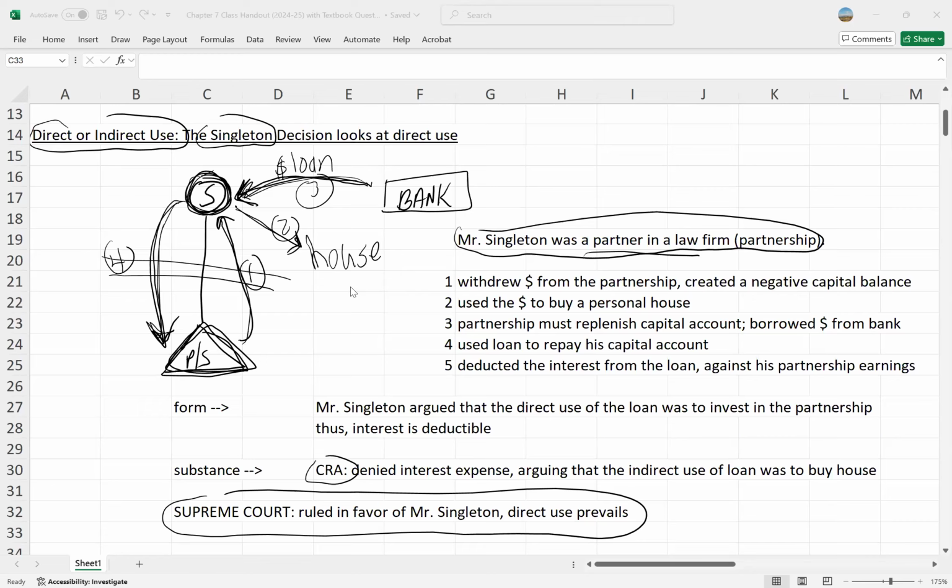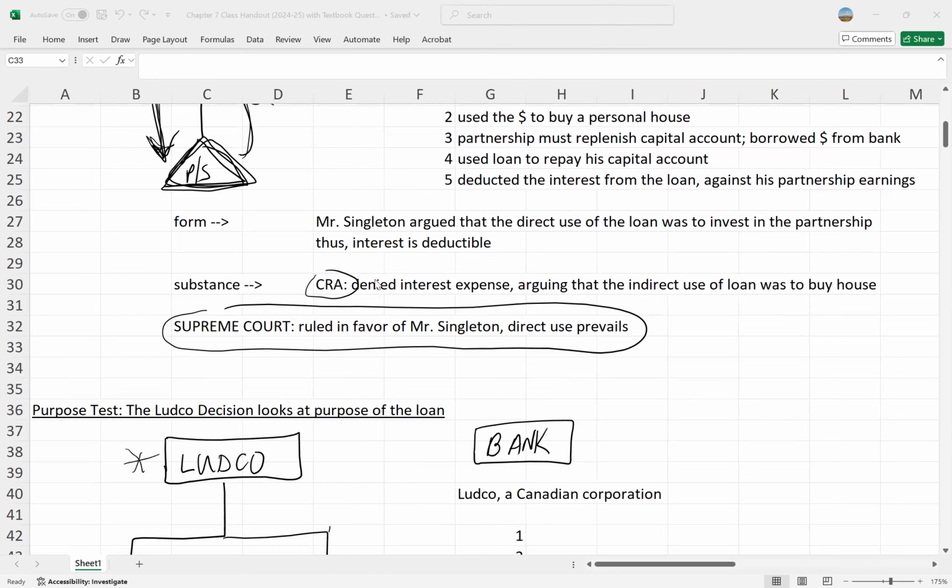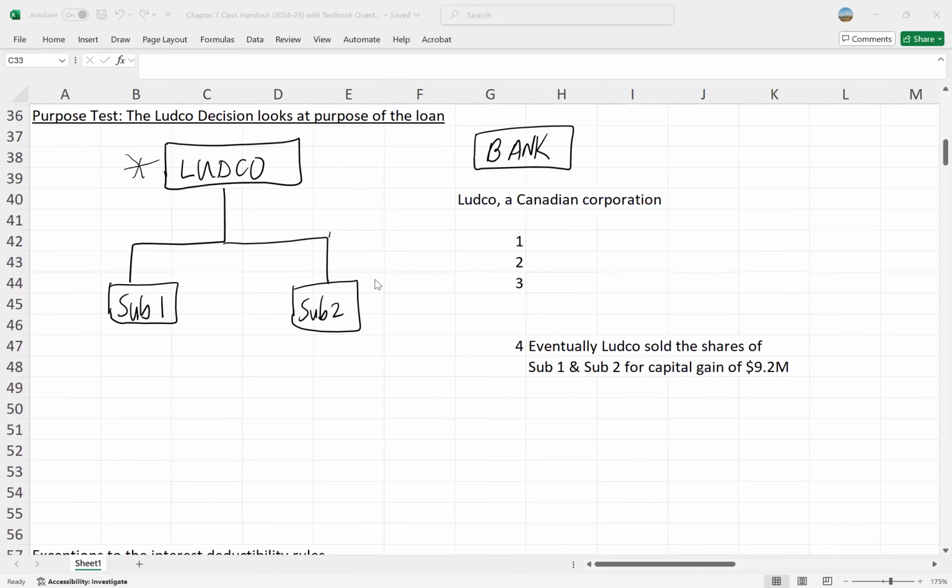There were a lot of details that we can't cover because it was a very lengthy court case. It went all the way to the Supreme Court. But there are currently still accounting firms that will look at this decision and see if it will fit with some of their clients. If it does, they will set up the structure and the steps to make sure it's done properly. The next one we're going to look at is called the Lutco decision.